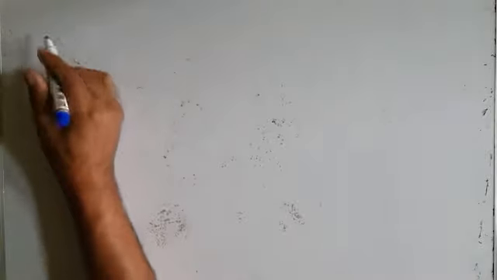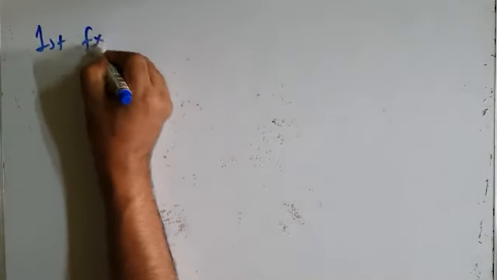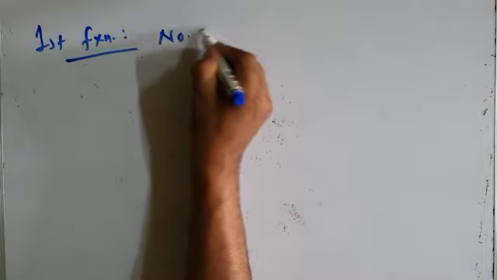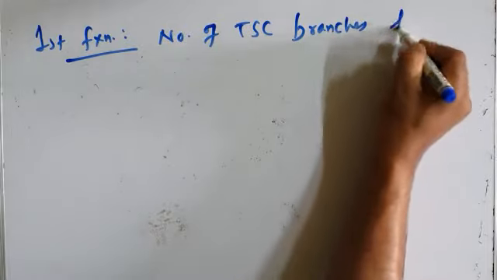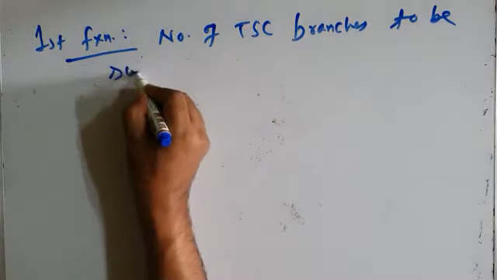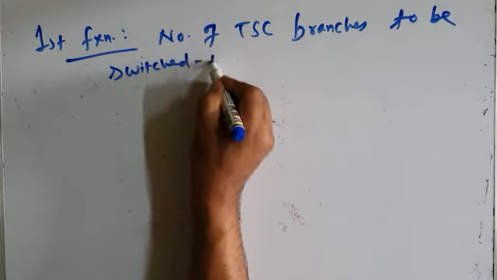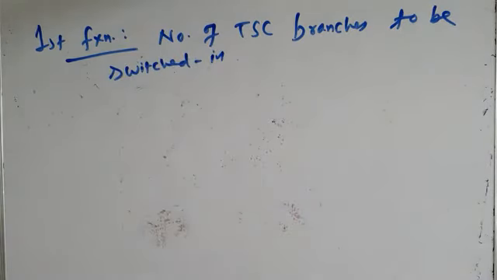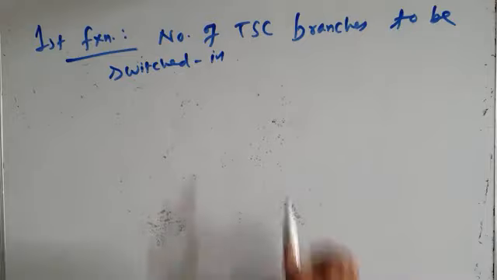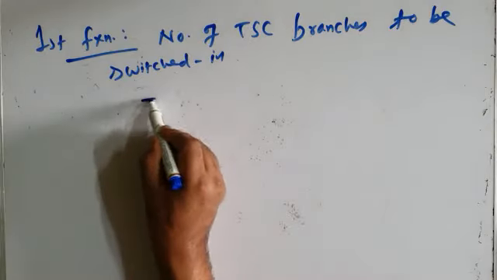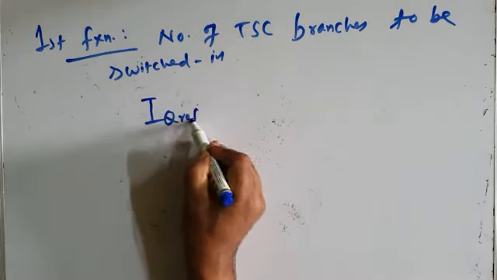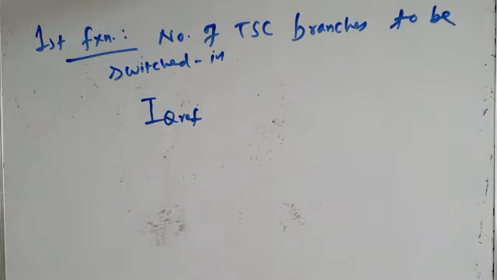First function is to determine the number of TSC branches to be switched in or to be turned on. How does your control scheme or control algorithm or controller find the number of TSC branches to be switched in? The controller already knows what is IQ ref, the reference reactive current.